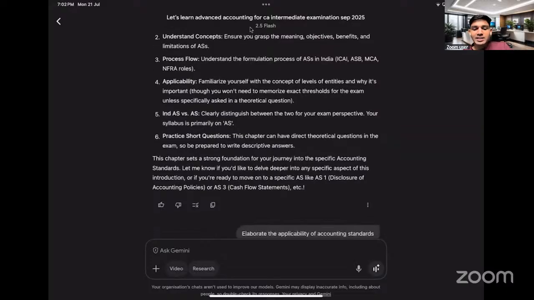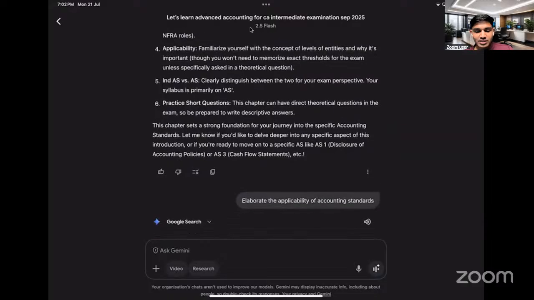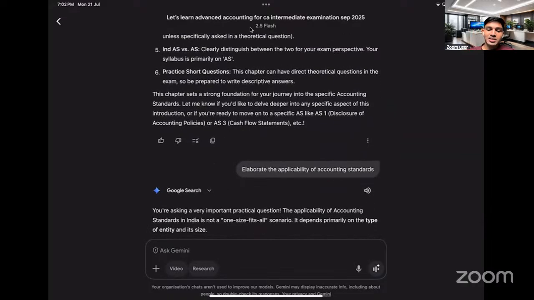Ind AS versus AS: clearly distinguish between the two from your exam perspective, as your syllabus is primarily on accounting standards. In practice, this chapter can have direct theoretical questions in exams, so be prepared to write descriptive answers. This chapter sets a strong foundation for your journey into the specific accounting standards. Let me know if you would like to delve deeper into any specific aspect of this introduction. If you are ready to move on to a specific AS like AS 1 or AS 3, then we will start.